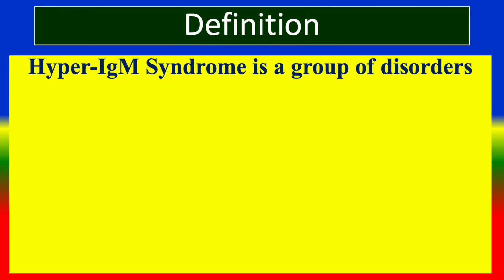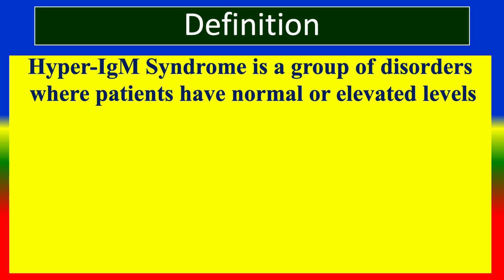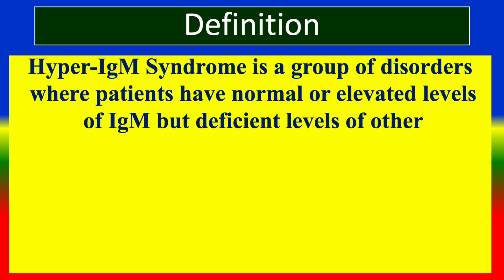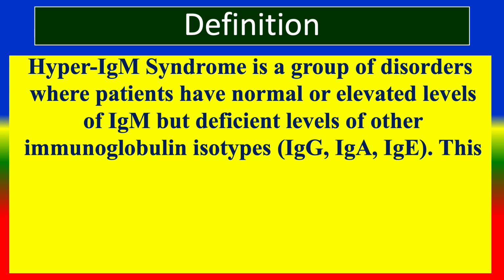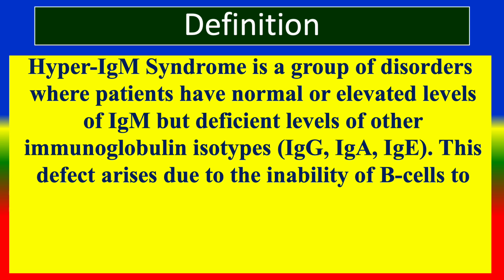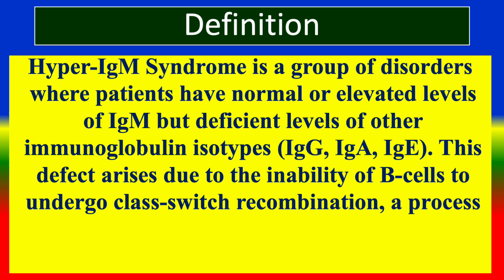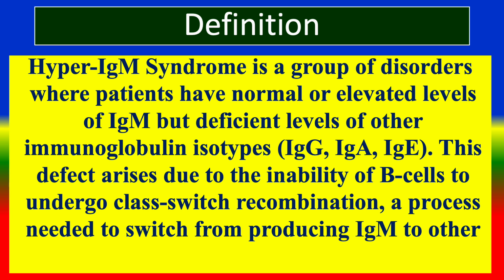A definition. Hyper IgM syndrome is a group of disorders where patients have normal or elevated levels of IgM but deficient levels of other immunoglobulin isotypes. This defect arises due to the inability of B cells to undergo class switch recombination, a process needed to switch from producing IgM to other antibody types.